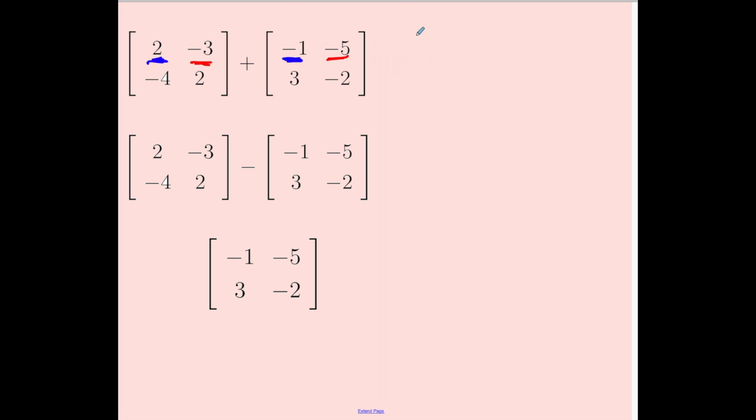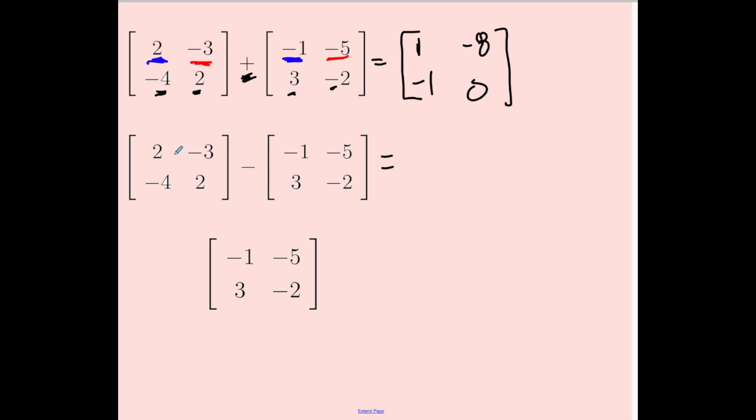So if I want to add these matrices, I'll get 2 plus -1, that would be 1. -3 plus -5 is -8. -4 plus 3 is -1. 2 plus -2 is 0. And that's okay. You can have zeros in your matrices.